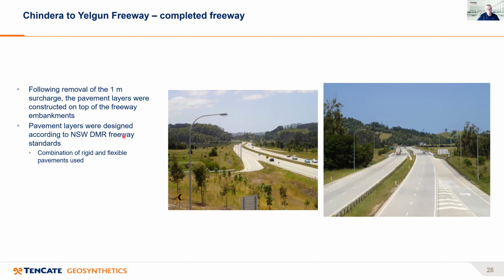The pavement layers were designed according to New South Wales main road freeway standards, and depending on different lengths along this freeway section, both rigid and flexible pavements were used.